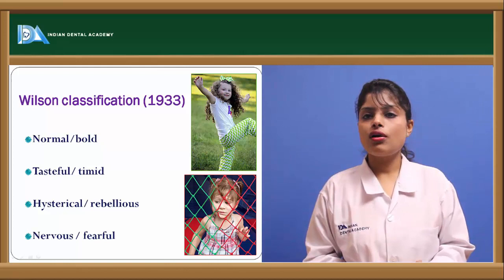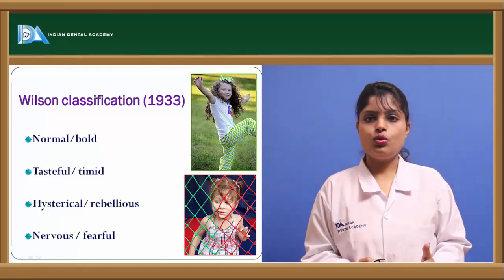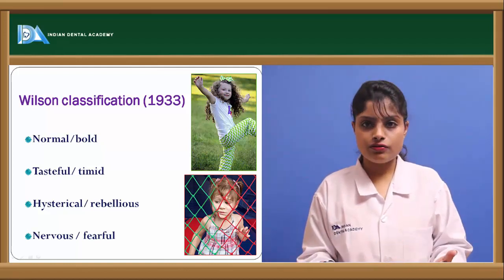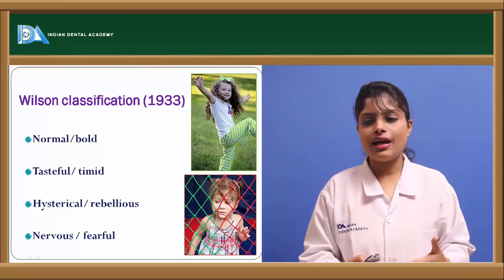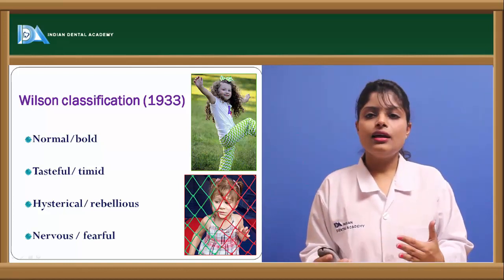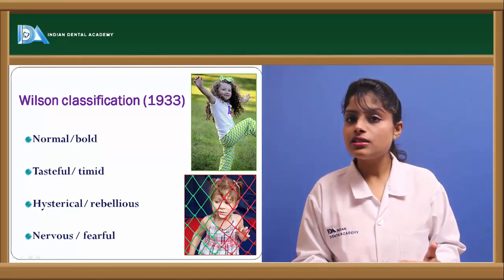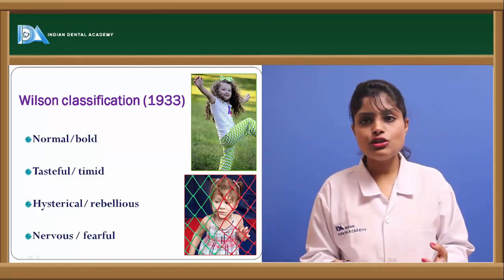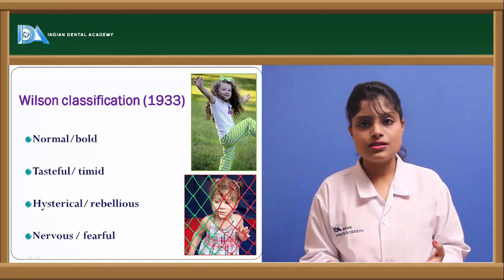Now, what is a normal or a bold child? A normal or a bold child is one who does not fear any new situation, one who is brave enough to face new situations of life. He is friendly, he accepts the dental treatment readily. The child holds a very good rapport with the dentist as well as the dental personnel, and even more, the child is very cheerful and happy to receive the dental treatment. The child understands the importance of proper dental treatment.